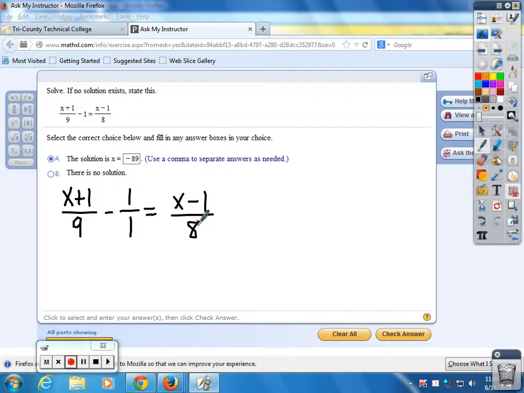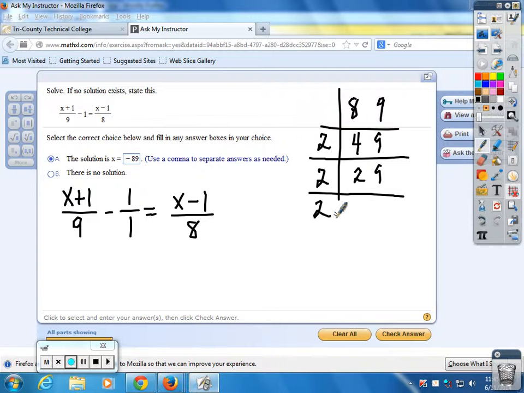And what's the common denominator of 8, 1, and 9? I didn't hear you. 72. Let's look and see. I want to make sure. 8 and 9. 2, that'd be 4 and 9. 2, 2 and 9. 2, 1 and 9. And 3 squared. So yeah, it is 72. So I'm going to multiply by 72 over 1 all the way through.